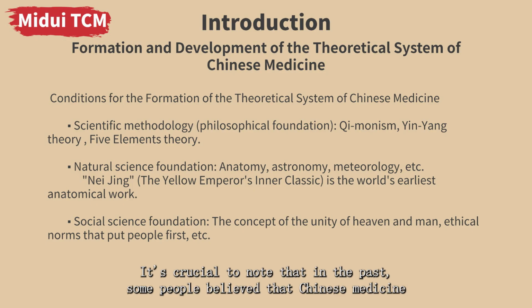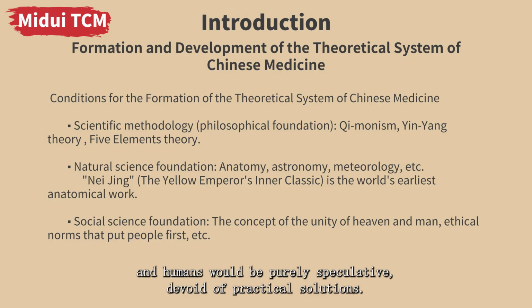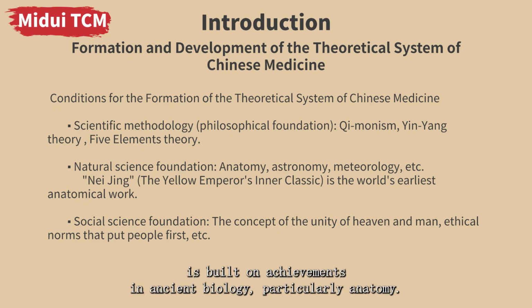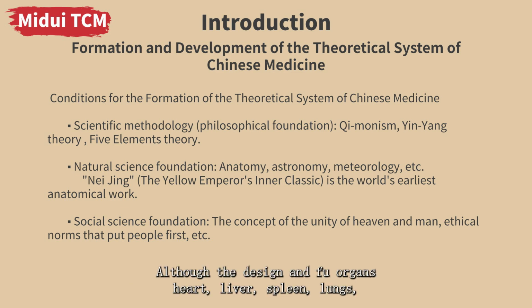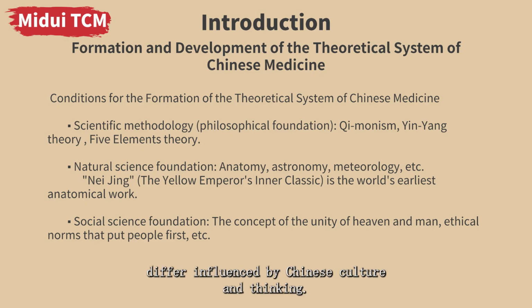It's crucial to note that in the past, some people believed that Chinese medicine lacked a morphological basis. Without a morphological basis, studying diseases and humans would be purely speculative, devoid of practical solutions. However, Chinese medicine is built on achievements in ancient biology, particularly anatomy. Although the Zang and Fu organs, heart, liver, spleen, lungs, kidneys, and modern anatomy share the same names, their meanings differ, influenced by Chinese culture and thinking.